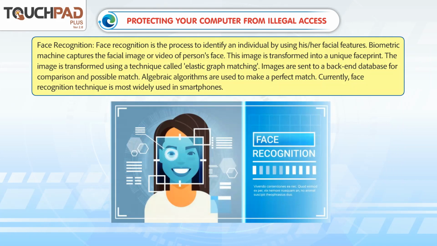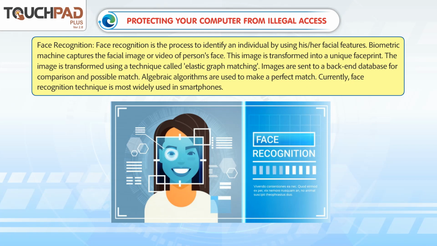1. Face recognition. Face recognition is the process to identify an individual by using his or her facial features. The biometric machine captures the facial image or video of the person's face. This image is transformed into a unique face print. The image is transformed using a technique called elastic graph matching. Images are sent to a back-end database for comparison and possible match. Algebraic algorithms are used to make a perfect match.